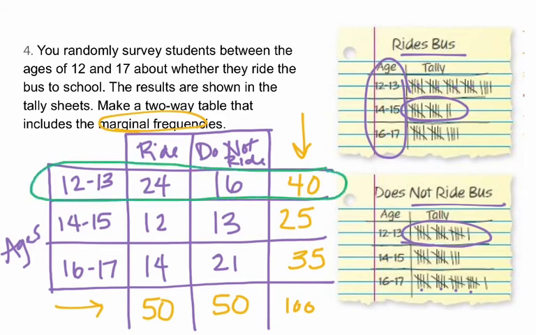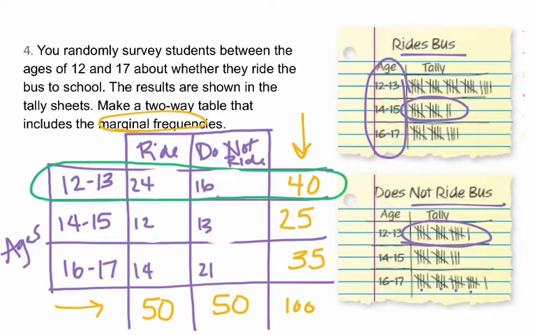So how many 12 to 13-year-olds do I have? I've got 40. So to figure out what percent ride the bus, what percent of 12 to 13-year-olds, I would take 24 out of 40, because there's 40 kids in that age group. That's the fraction, though, how I would figure it out. 24 out of 40, 12 to 13-year-olds. Well, 24 out of 40 is 60%.